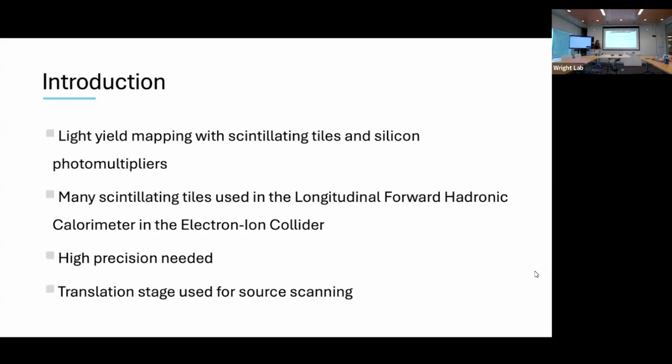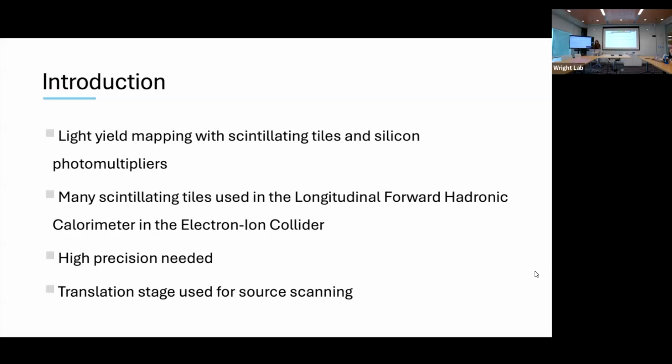So this summer, my project focused on light yield mapping with scintillating tiles and silicon photomultipliers. Many of these scintillating tiles, about 600,000 of them or so, are going to be used in the longitudinal barrel hadronic calorimeter in the electron ion collider. Because so many tiles are going to be needed, it's of interest that these tiles all have uniform light yields, also because of the energy resolution needs for the longitudinal barrel hadronic calorimeter. And in order to confirm this, light yield mapping is done.